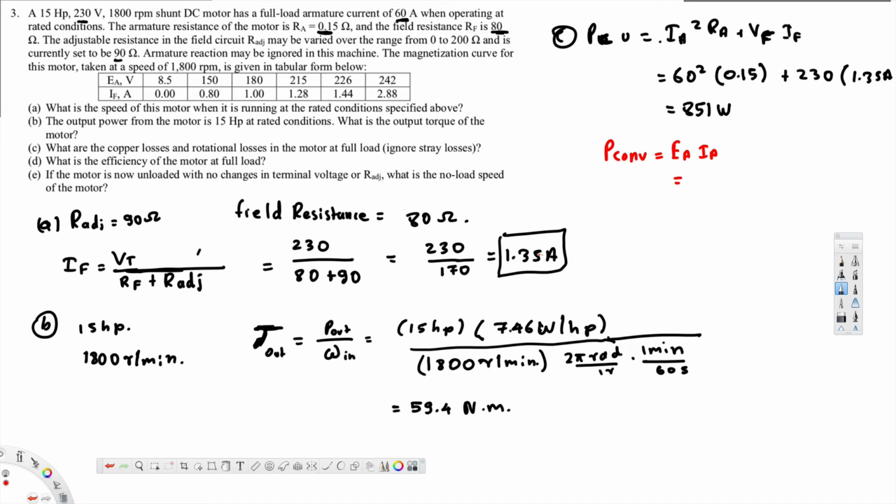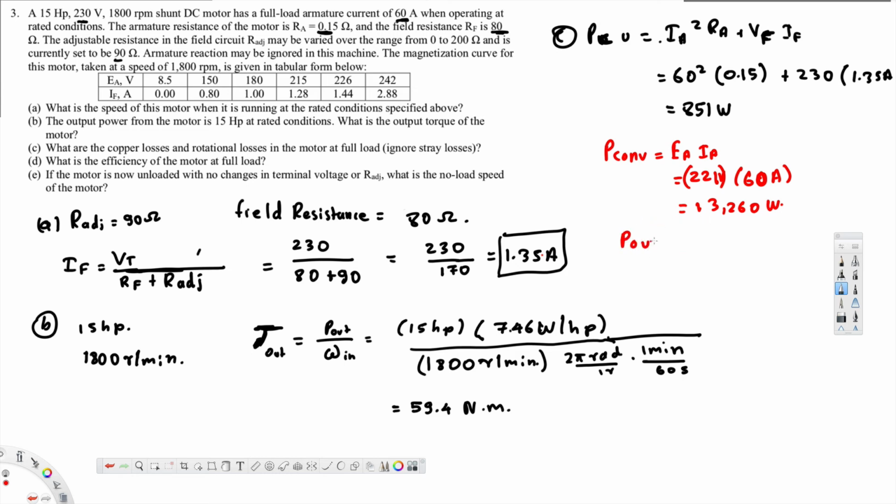here we have 1.28, but our current is 1.35, so it's in the middle. And if you find out the difference, it's approximately 221. That's the one we are going to use right here. EA is 221 times IA, which is 60 ampere, 221 volts, and that gives us 13,260 watts.